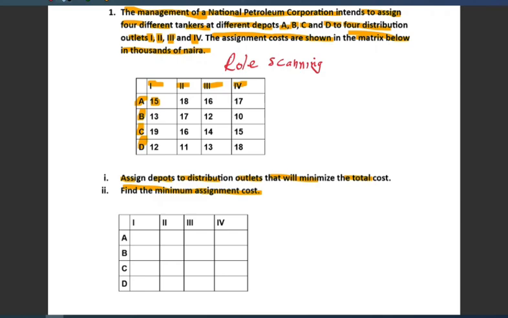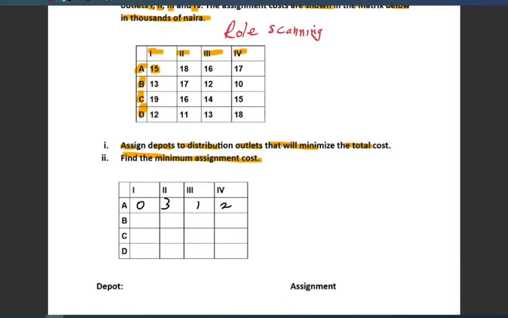So 15 minus 15 is going to be 0. Then 18 minus 15 is going to be 3. Then 16 minus 15 is going to be 1. 17 minus 15 is 2. Next we go to row 2, and the smallest number there is 10. So we have 13 minus 10, that will be 3. 17 minus 10, that is 7. Then we have 12 minus 10, that is 2. Then we have 10 minus 10, that is 0.